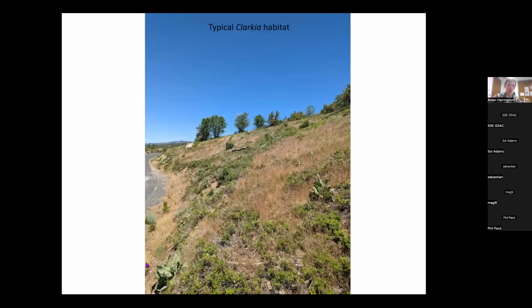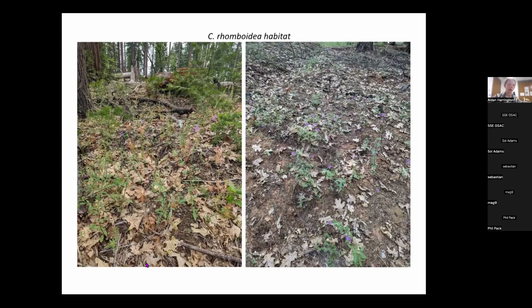So this picture shows you typical Clarkia habitat. This is a site that has lots of Clarkia virgata at it. And then this is the typical Clarkia rhomboidea habitat. You can see that we're inside of a forest, on the forest floor, it's quite shady, and there's not a whole lot of competition. Everything you can see in the foreground of both these pictures is Clarkia rhomboidea. There's not a whole lot of other species growing in this understory environment.